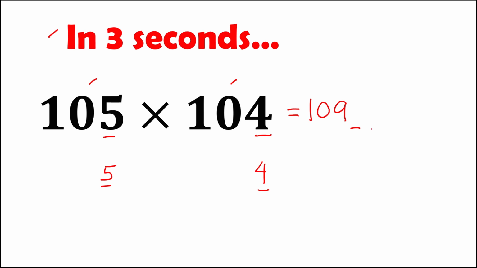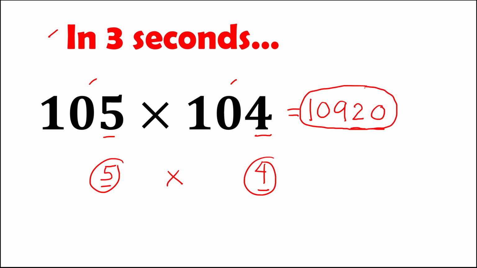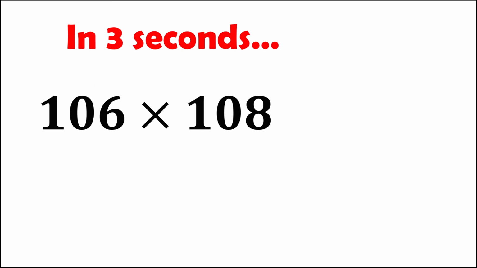Then the last two digits, so multiply these two numbers. 5 times 4, this one is 20. So therefore this 105 times 104 is equal to 10,920. Then for this given, so 106 times 108.